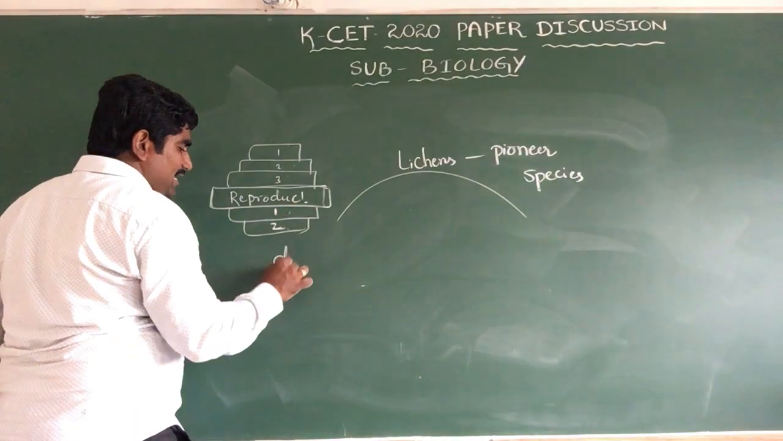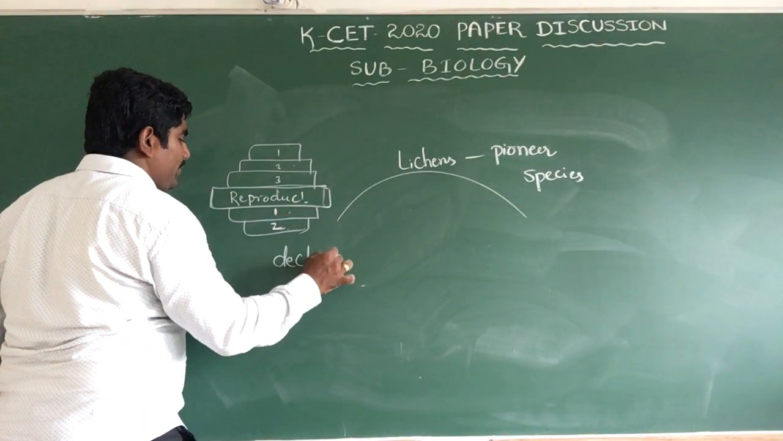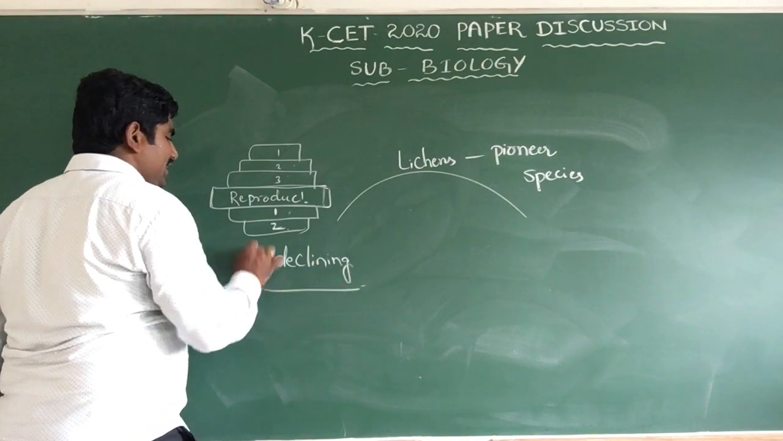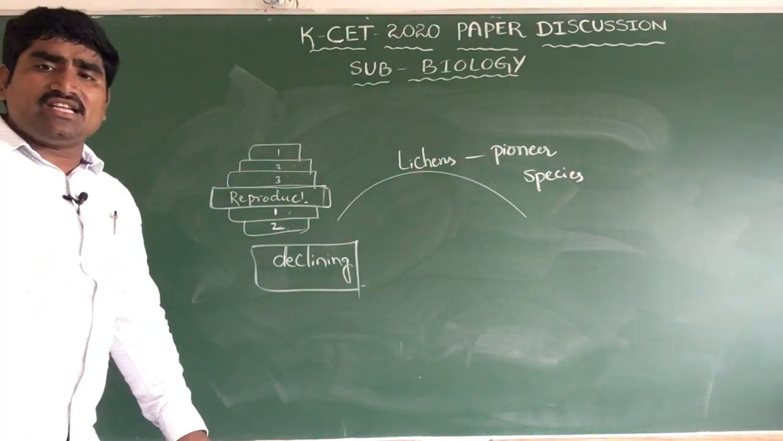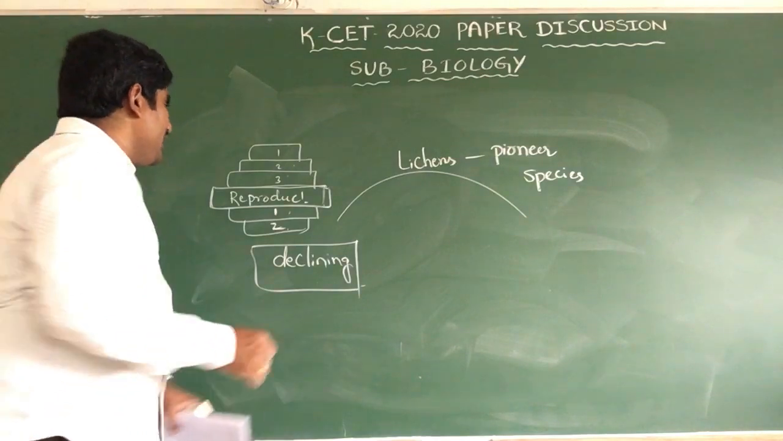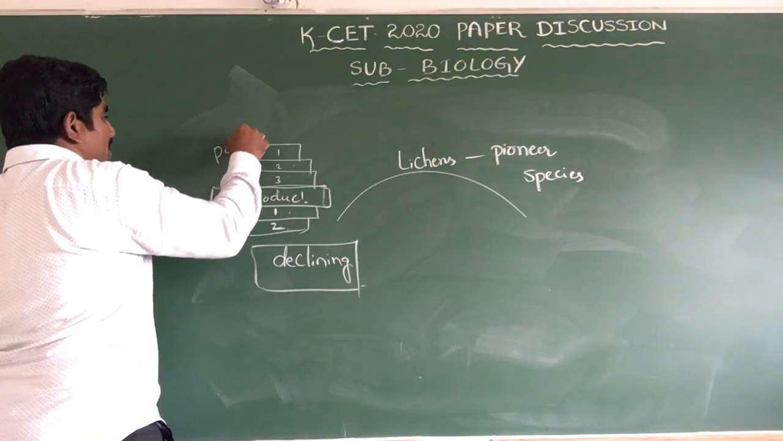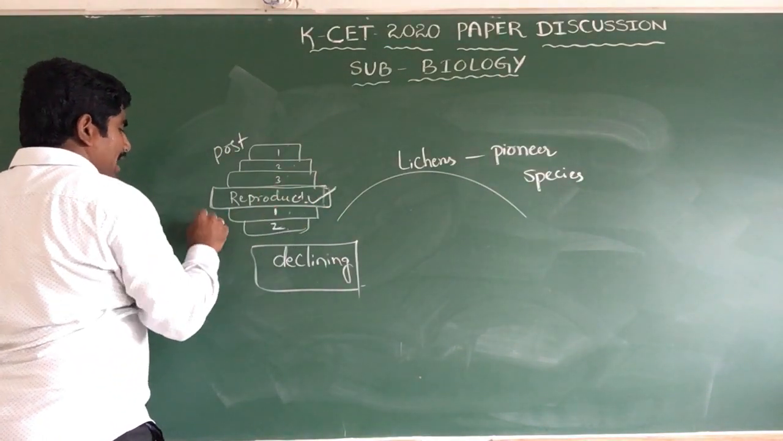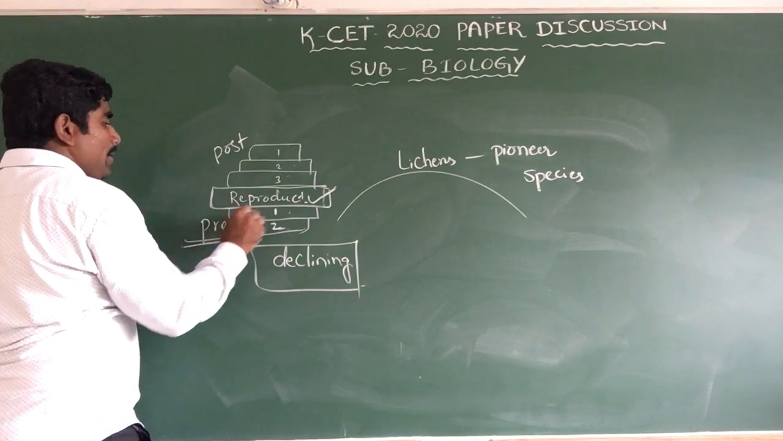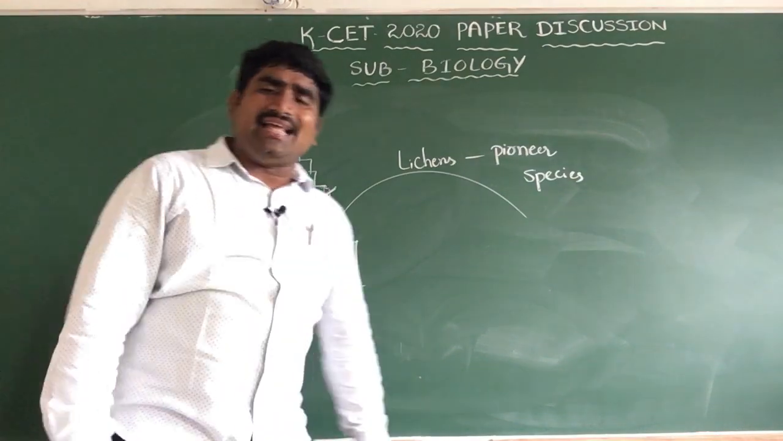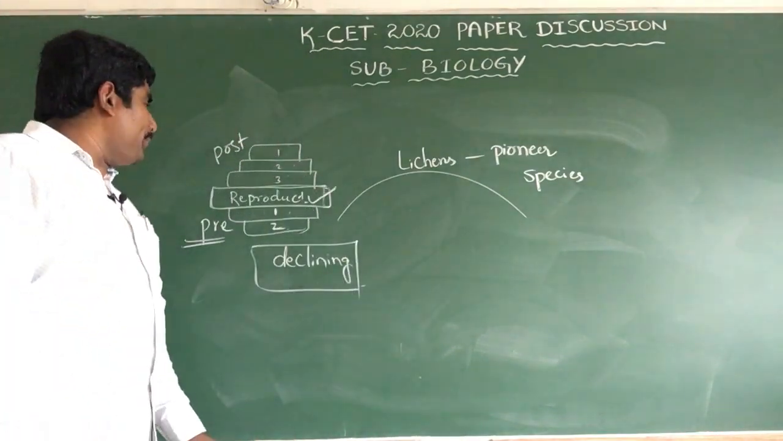So here we can say that in future this population rate will decline. This is a declining population. This is post-reproductive age, this is reproductive age, and this is pre-reproductive age. Pre-reproductive age is less than that of post-reproductive and reproductive age.